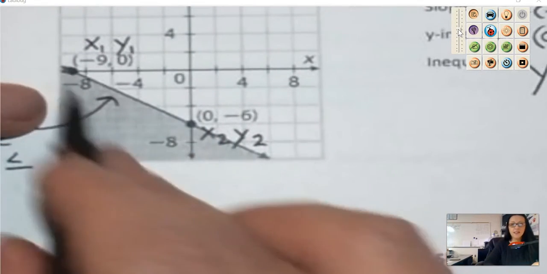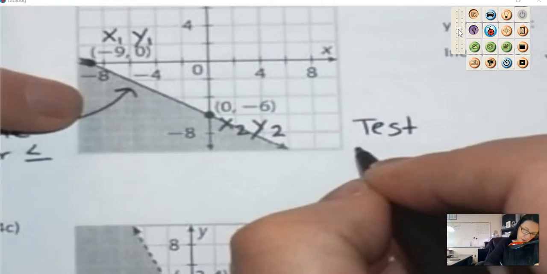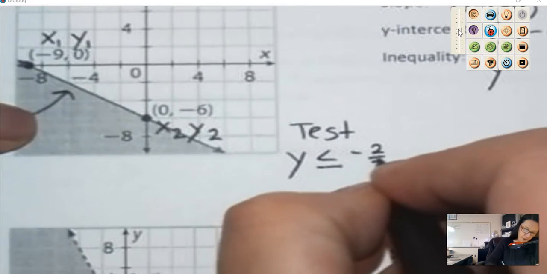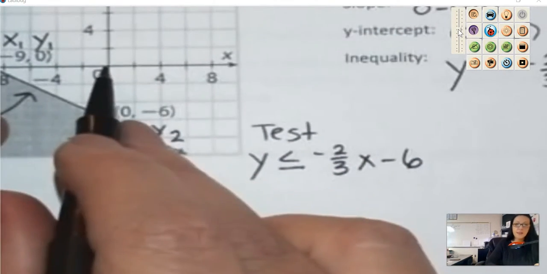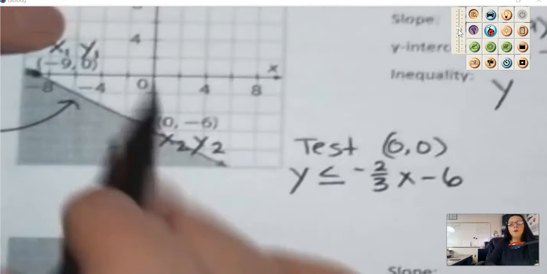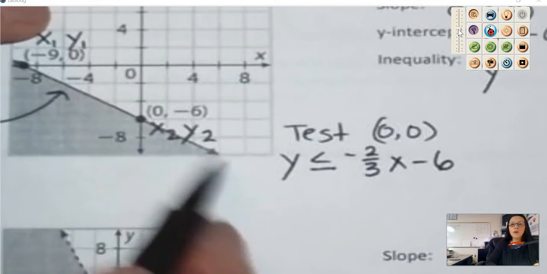Okay, I'm going to assume it's under the line. So I'm going to just use my test, and I'm going to assume it's going to be y is less than or equal to -2/3 x minus 6. I'm going to use my test point of 0, 0. When I plug in 0, 0, if it does not work, then I know I used the right symbol. So 0, 0 should not work because it's not shaded.